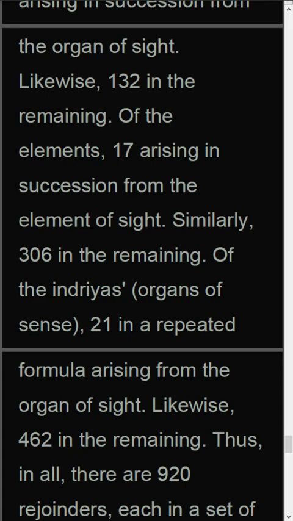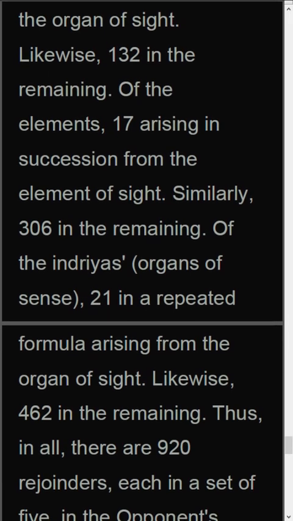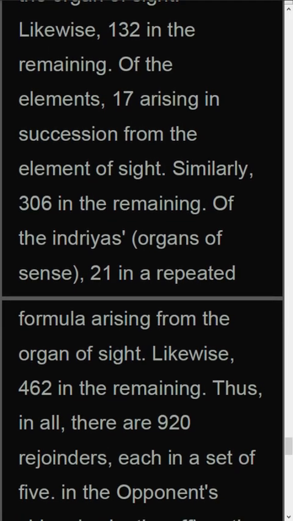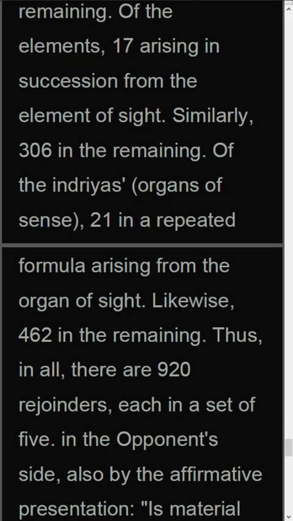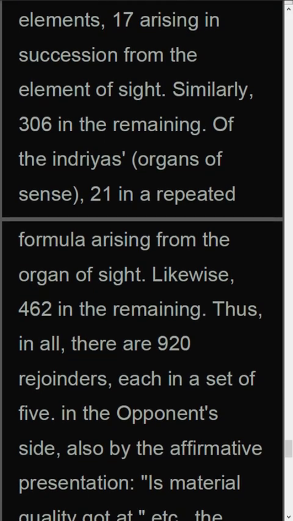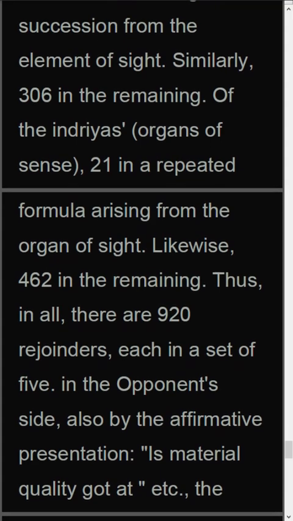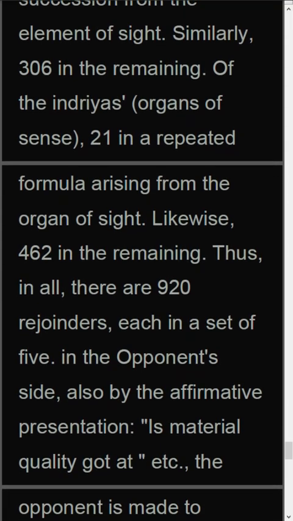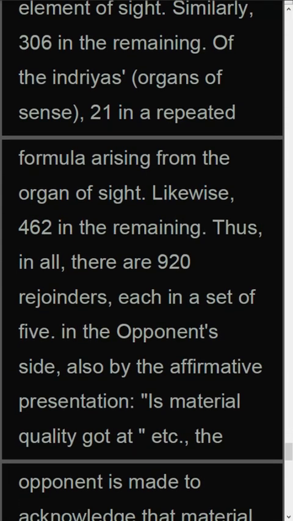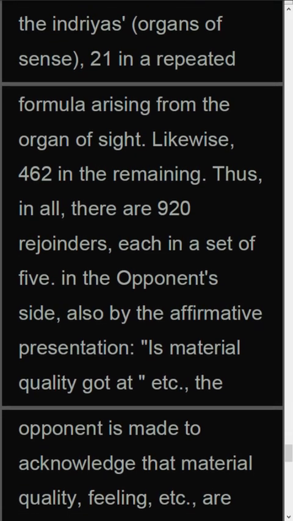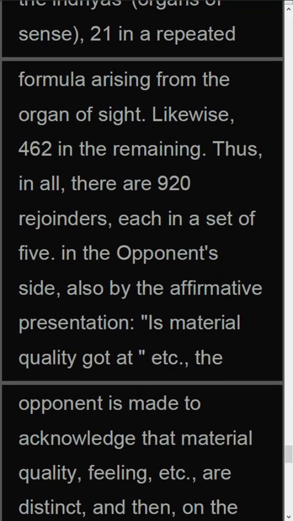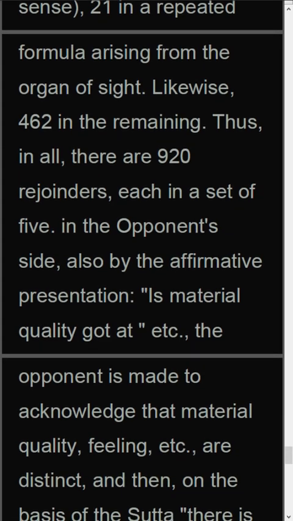Of the elements, 17 arising in succession from the element of sight. Similarly, 306 in the remaining. Of the indriyas (organs of sense), 21 in a repeated formula arising from the organ of sight. Likewise, 462 in the remaining. Thus, in all, there are 920 rejoinders, each in a set of 5.